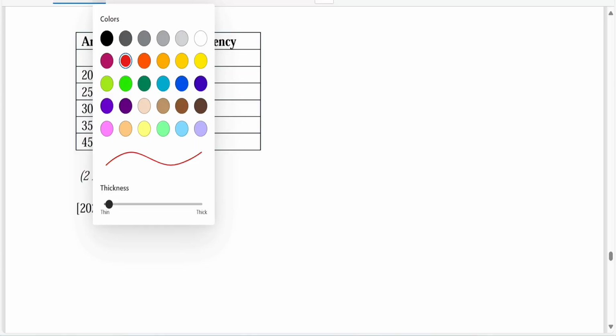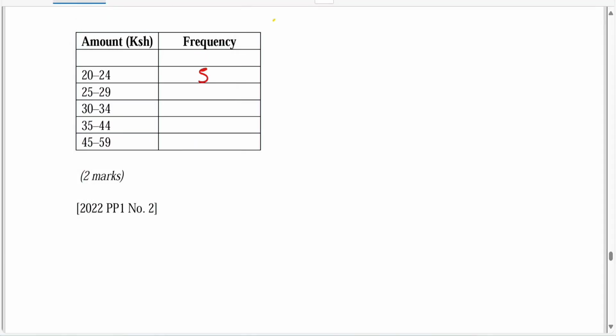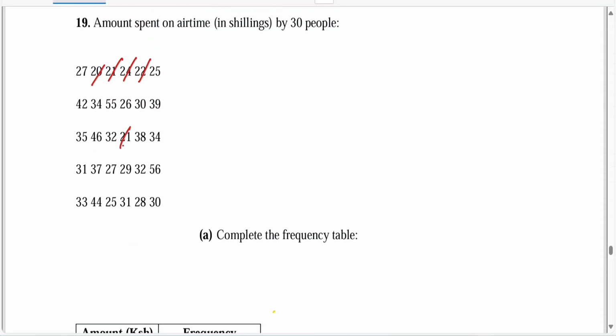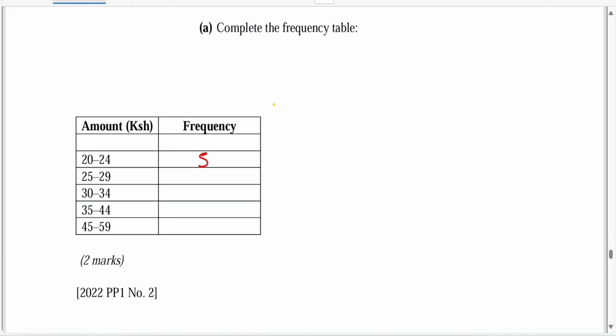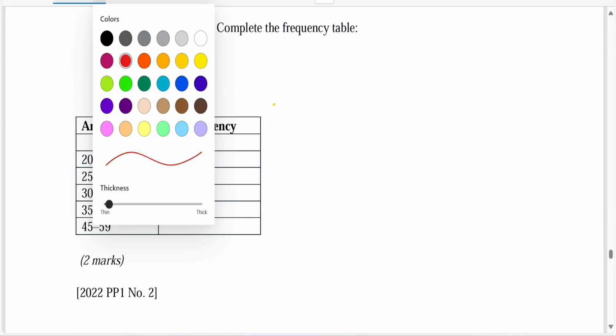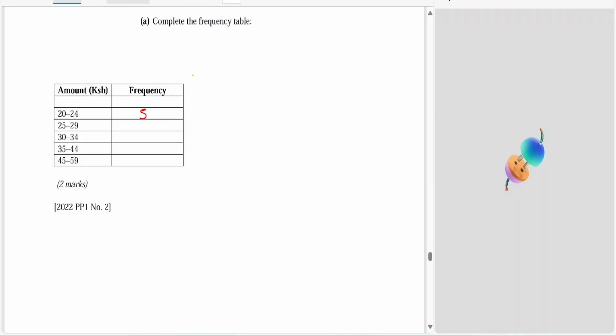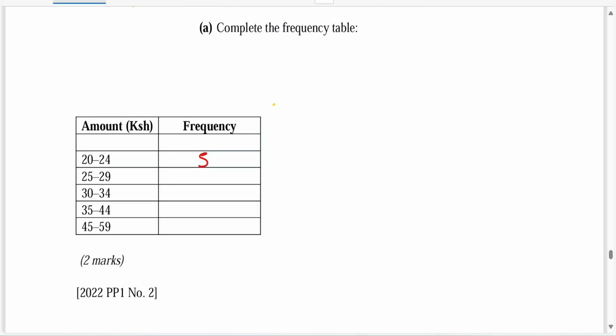So let's use another one. 25 to 29. This one and this one. This one. Also, we have 1 2 3, we have 1 2 3 4 5 6 7. So that's 7. Sorry for that. That's 7. Okay.